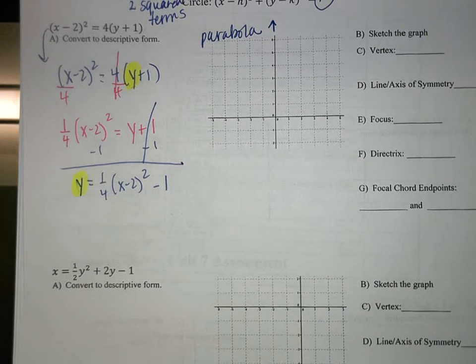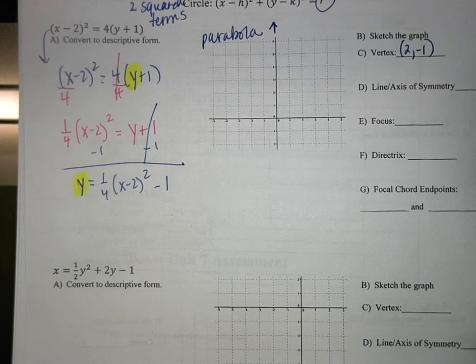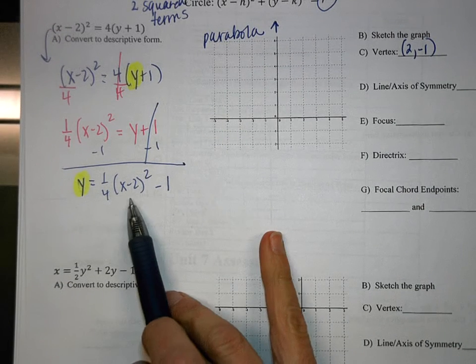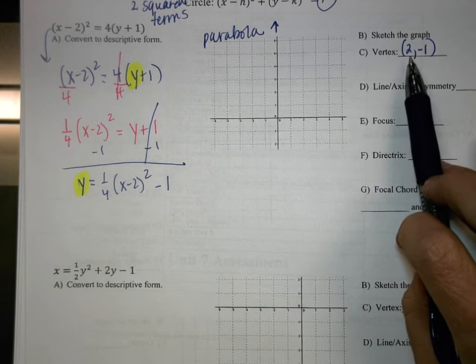Okay, what is my vertex? (2, -1) is correct. Always set this equal to 0. x minus 2 equals 0. So we're going to put a 2 there. And then -1.